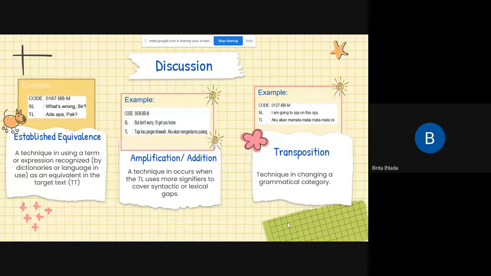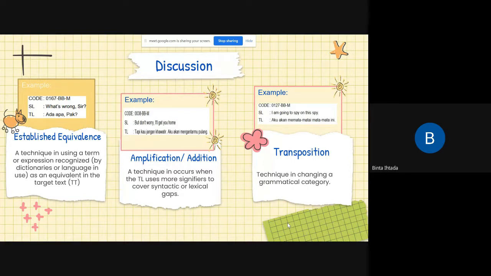So next is amplification or addition. "But don't worry, I will get you home." The target language can be translated by "tapi kau jangan khawatir, aku akan mengantarmu." The translator adds the information item in the target language. There is an additional item word in the target language, "kau", which refers to the pronoun.